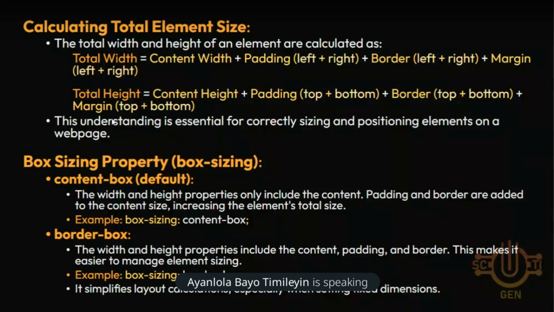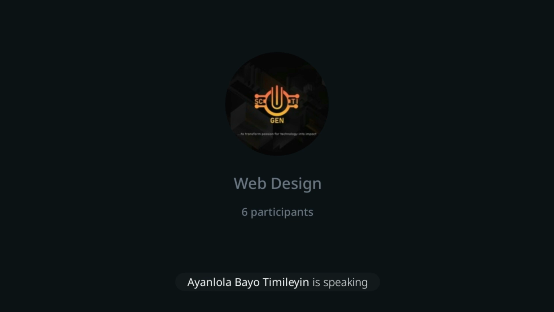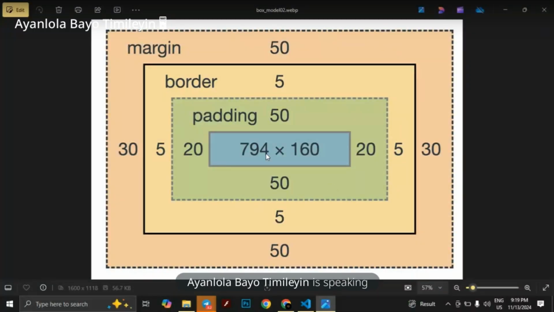All right. So if I take you back to the diagram right here, the total width of this element is now 794. So this 794 is only applied to the content. The content does not determine the width of the entire box or the entire element. Right. So an element is the combination of the opening tag, the closing tag, and the content. So content right here, this is the dimension for our content, 794 by 160.